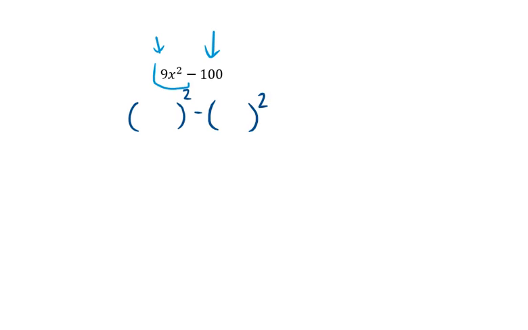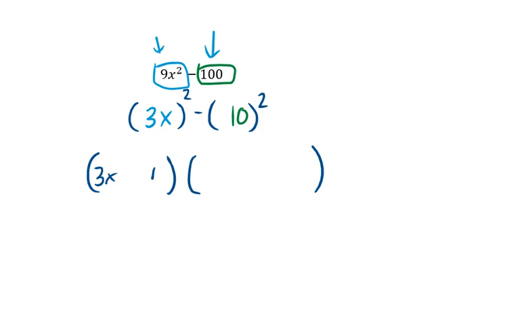9x squared is the square of 3x. The thing I have to square to make 9x squared is 3x. The thing I have to square to make 100 is 10. I could rewrite this problem as (3x) squared minus 10 squared. The fact that I can write it like that means I can factor it into something where 3x and 10 show up in the parentheses for both factors, but in one of them it's going to be 3x minus 10, in the other it's 3x plus 10.